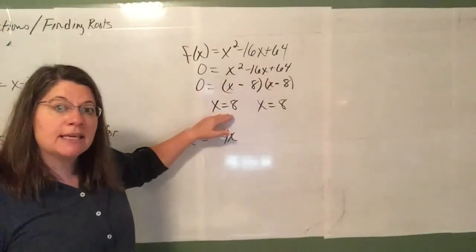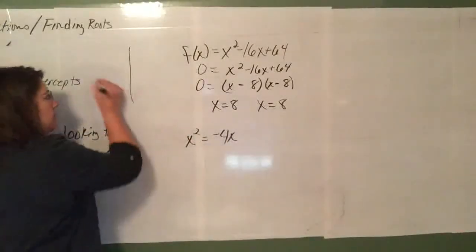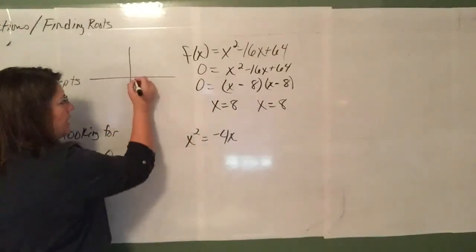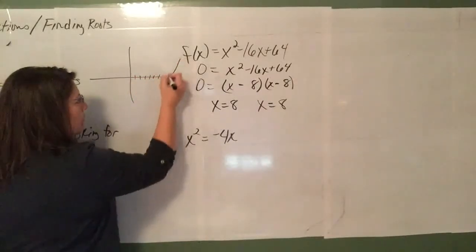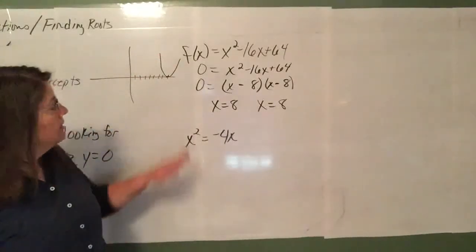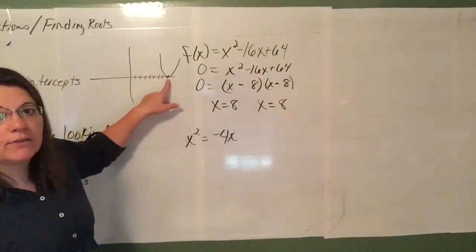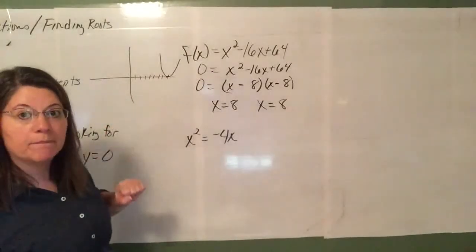So what that means is the vertex of this parabola is at x equals 8. Anytime you have a double root, that is what the graph will do. So it gives it away. When your vertex is on the x-axis, you know automatically you had a double root right there.